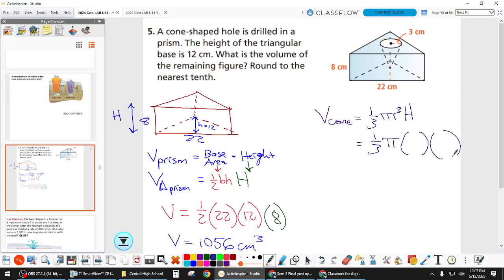So what are R and H that get plugged in? 3 squared times 8. And 8, yeah, good. So 1/3 of 72 is 24, so this becomes 24 pi. And what is that? It's back to, like, 1/3 and pi almost cancel each other, so we're kind of back to close to 72 again.